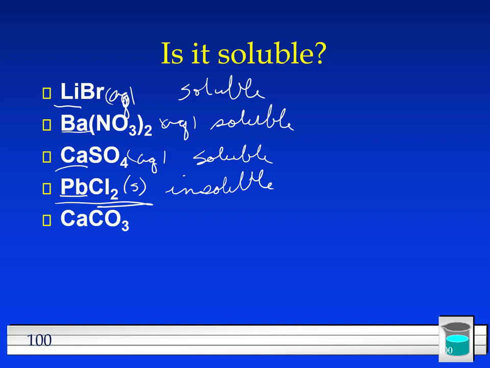CaCO3. Will CaCO3 dissolve in water? We already checked Ca and found that rule 1 didn't apply. CO3. CO3 is carbonate. What does it say about carbonates? Insoluble. So that would be a solid too. So that'd be insoluble, not able to be in solution.